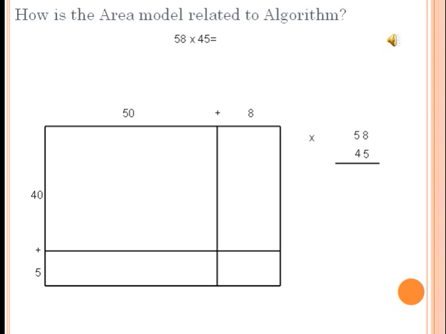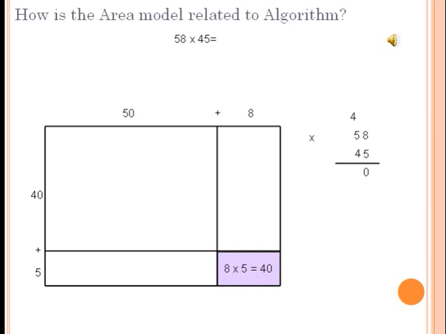In the standard algorithm, we start by multiplying 8 times 5, which equals 40. We place the 0 in the ones place, and we carry the 4 into the tens place. In the area model, we know also that 8 times 5 equals 40, and you can see that in the right-hand corner on the bottom of the area model.